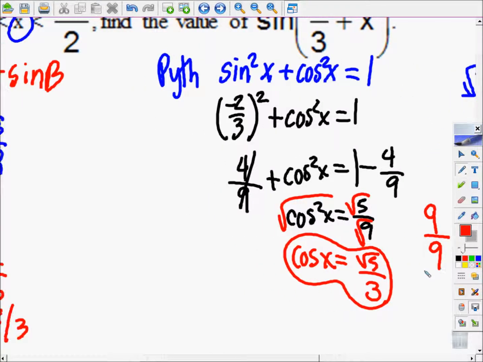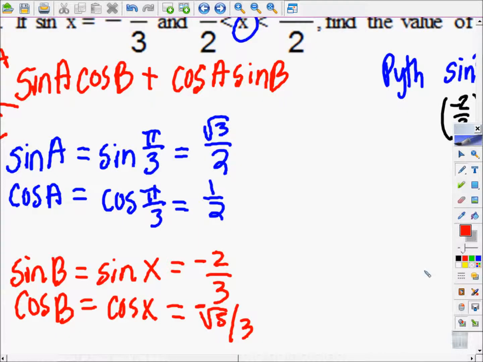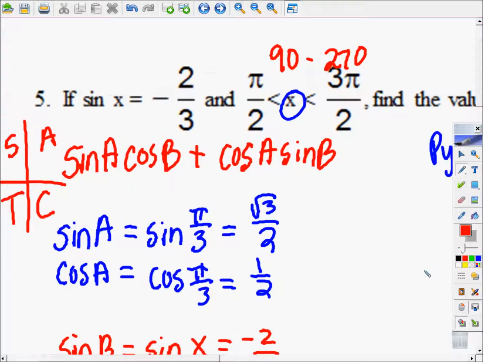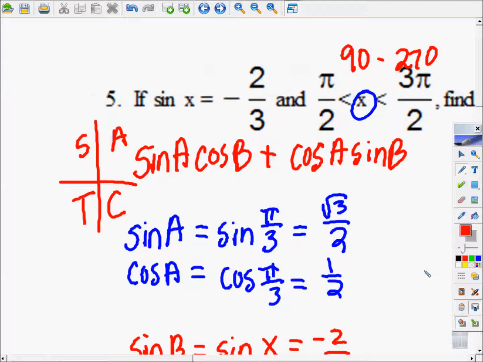Okay, so then you should have gotten that cosine of x is square root of 5 over 3. Up here, it told us a restriction of our function. For x, it lies between pi over 2 and 3 pi over 2, which means it lies between 90 and 270 degrees. Do we agree that pi over 2 is 90 degrees and 3 pi over 2 is 270? What that tells us is that our sign has to be something, because the only things that are positive between 90 and 270 degrees are sine and tangent.